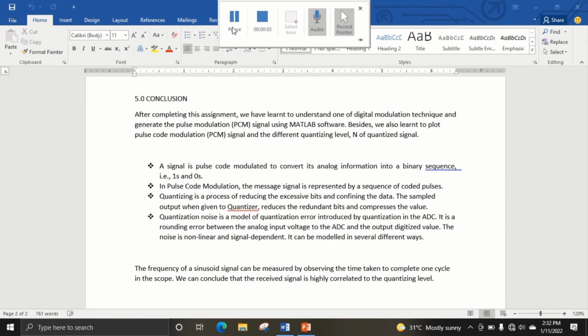For conclusion, a signal is pulse code modulated to convert analog information into a binary sequence, for example like 1s and 0s. In pulse code modulation, the message signal is represented by a sequence of coded pulses, and quantizing is a process of reducing the excessive bits in the conversion data. The sample output, when given to a quantizer, reduces the redundant bits and compresses the value. Quantization noise is a model of quantization error introduced by quantization in the ADC. It is a rounding error between the analog input voltage to the ADC and the output digital value, and the noise is non-linear and signal dependent. It can be modulated in several different ways.